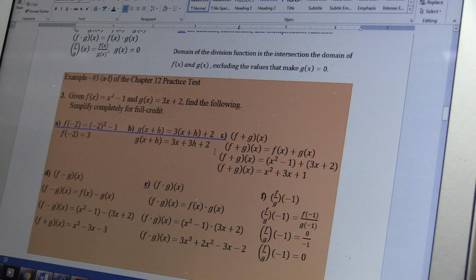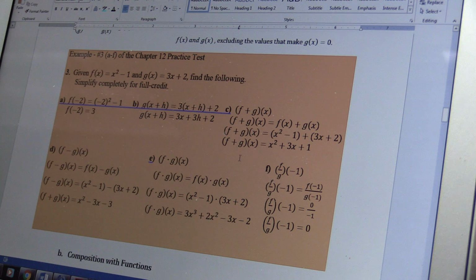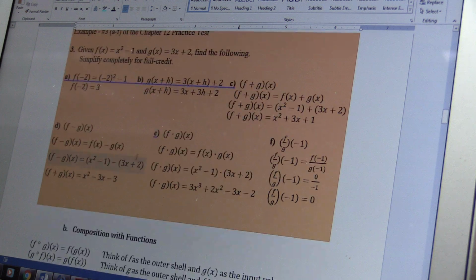If I asked you to find f plus g of the general case x, it's really the same thing as saying f of x plus g of x. So you just add your functions together, combine your like terms, and you get f plus g of x equals x squared plus 3x plus 1. Subtracting is the same as adding, but you have to distribute your negative through to the g of x. So it'd just be f of x minus g of x. And so I distribute my negative through, combine my like terms, and I should get f minus g of x equals x squared minus 3x minus 3.